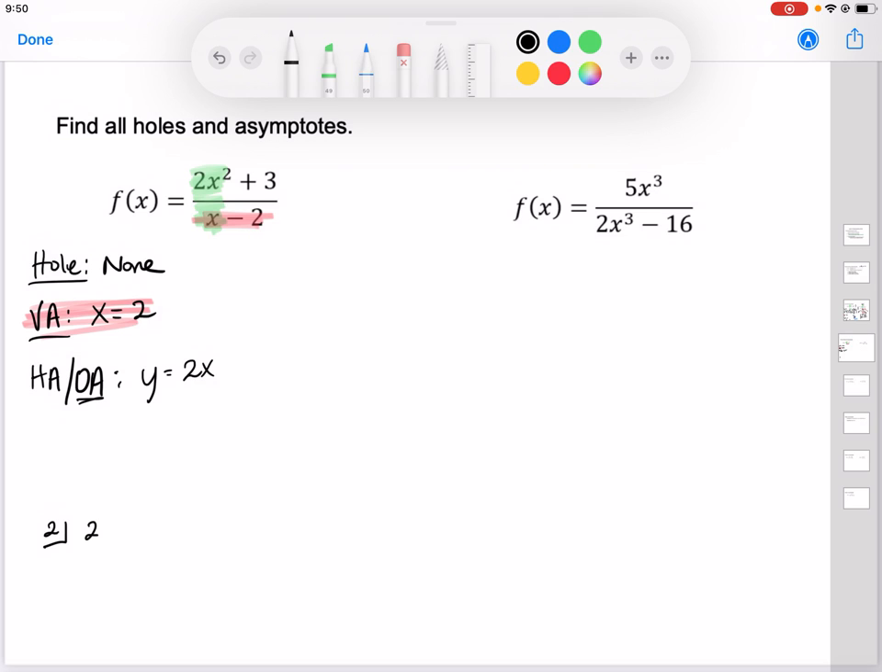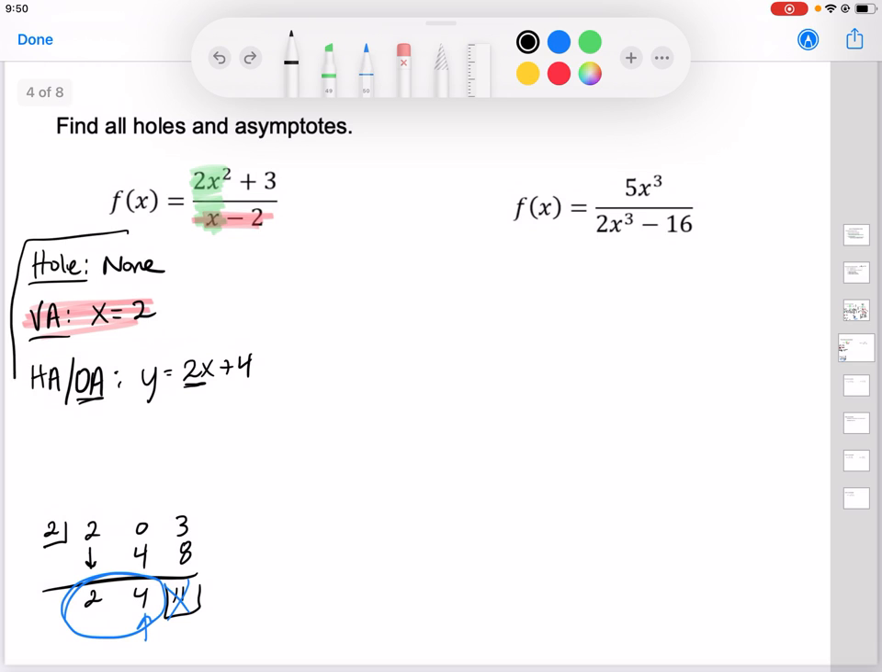So I'll do 2. I have 2, 0, and 3. Now the reason we have to do this is because we've got to find our y-intercept. We know the slope. It's 2. 2 times 2 is 4. 2 times 4 is 8, 11. So remember, we always ignore the remainder because it's what we're approaching. So I really only needed to get up to this 4 to figure out what my y-intercept would be for my oblique asymptote, and there would be my answer.